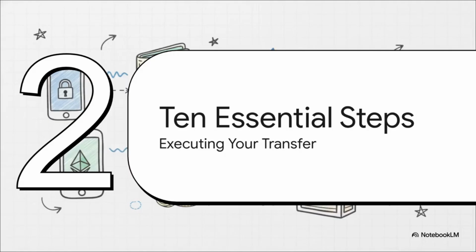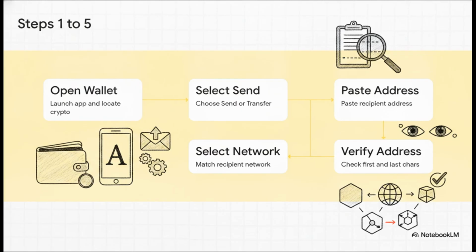Moving on to part 2, the 10 essential steps. It's time for executing your transfer. We kick things off nice and easy with step 1, simply opening your wallet or exchange app and locating the crypto you want to send. Step 2 is choosing the send, transfer, or withdraw option. Step 3 is pasting in the recipient's address. But right here, let's dramatically slow things down for a second.